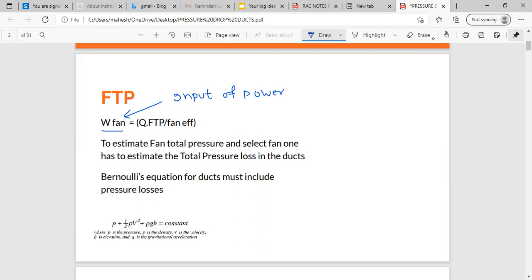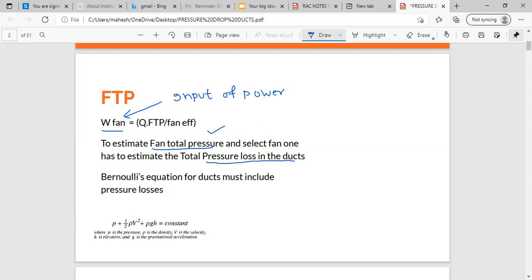In order to estimate this power consumption of the fan, we need to calculate what is known as the fan total pressure. We had done a video on this fan total pressure. It would include many things, but the most important thing is we should be in a position to calculate the pressure loss in the ducts and the fittings. The basic concept for determining pressure loss comes from a very fundamental equation which we have studied in fluid mechanics.